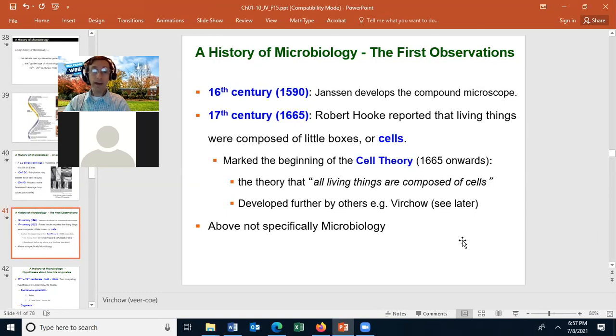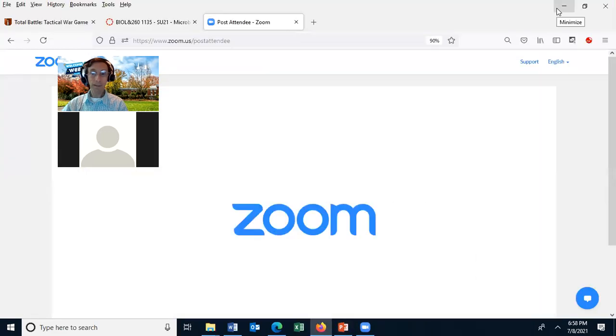The next major advance was in 1590, and Janssen developed the compound microscope. Obviously, you needed the invention of the microscope before you could have microbiology. However, microscopes were not used on living things until 1665, and you do not need to know the year, when Robert Hooke reported that he found that living things, mainly plants, were composed of little boxes that he called cells.